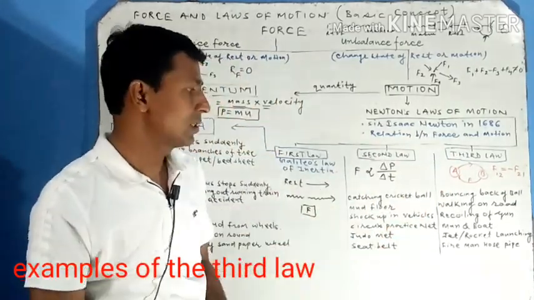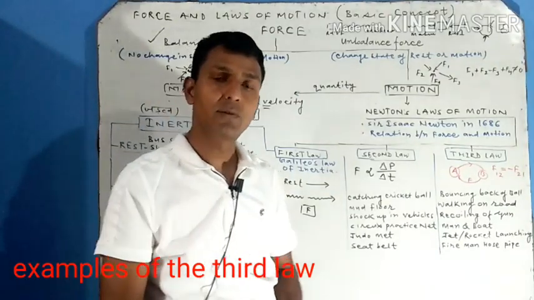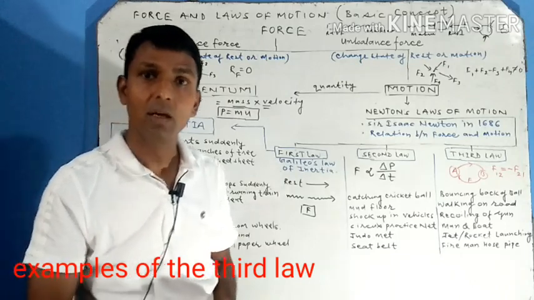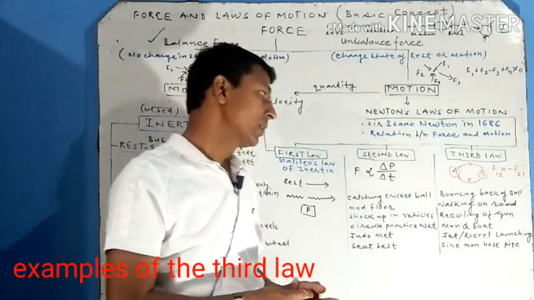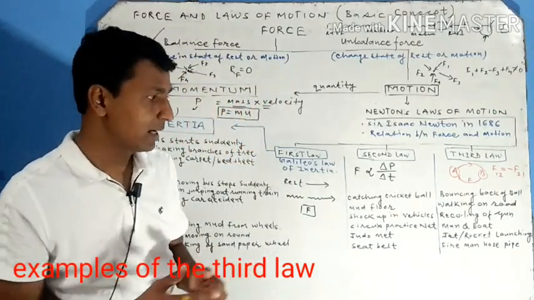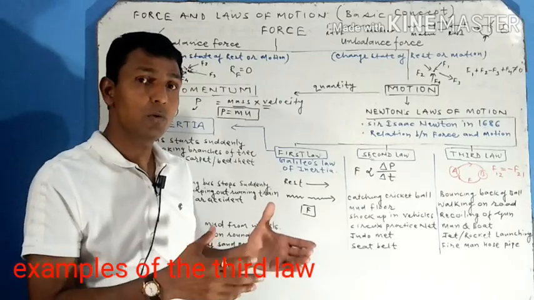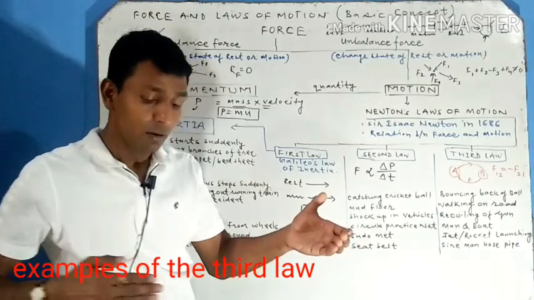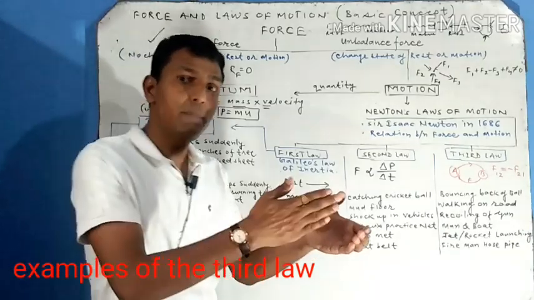And the last one is the fireman's hose pipe. In the case of any fire accident, when the fire extinguishing vehicles reach there to calm down the fire with their hose pipe, they hold it very tightly, because when the water comes out very rapidly, it gives a backward push.